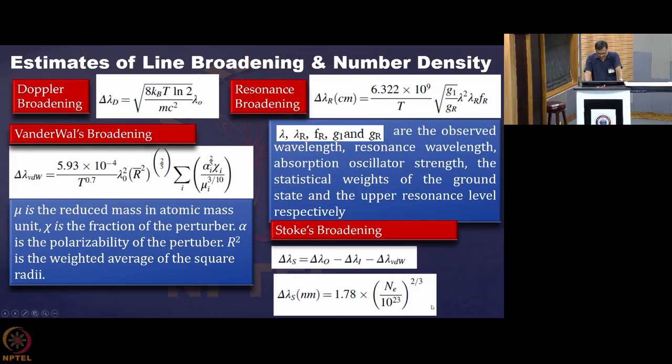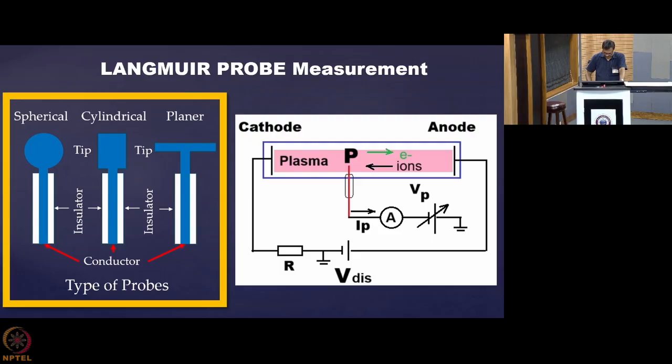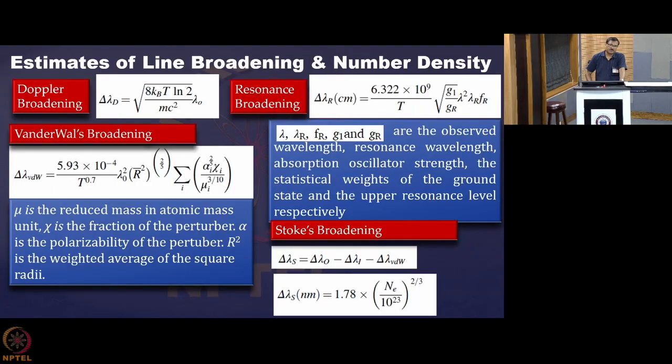So if you come to know the broadening from the experiment, then you get the idea about the electron number density within the plasma. So this is a very interesting method to determine the number density inside the plasma. Then regarding the temperature, we have used the Boltzmann plot technique by which we can determine the temperature. We have discussed that very elaborately in our regular classes.